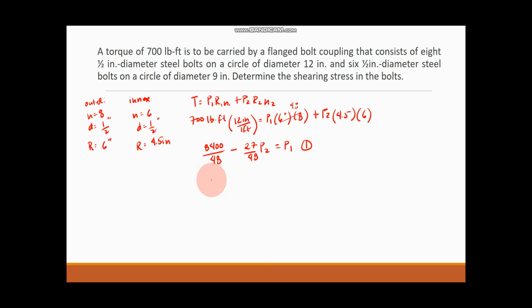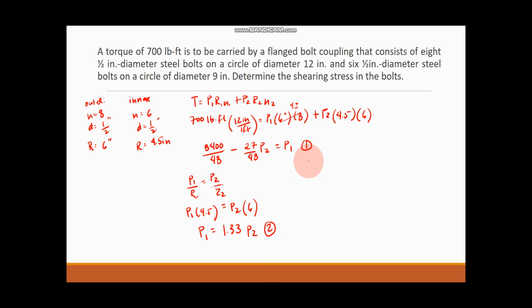For equation number 2, through ratio and proportion, P1 R1 is equal to P2 R2. So our P1, yung R2 natin is 4.5, and then P2, yung R1 natin is 6. Therefore, P1 is equal to 6 divided by 4.5, which is 1.33 of P2. So we have equation 2.